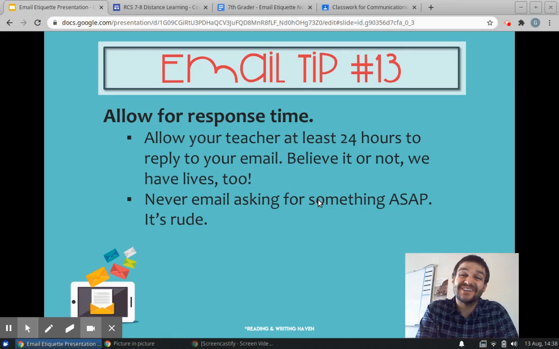Tip 13 is to allow for response time. Give somebody a day, 24 hours, to reply to your email before following up and maybe seeming irritated that you haven't gotten a reply yet. And also, this is just a general rule of thumb, try not to email somebody and say, "I need something ASAP." It just sounds rude and demanding.